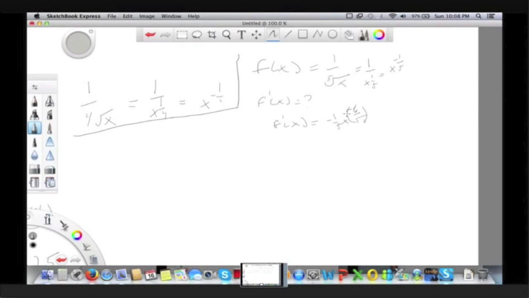Sorry, that's a little sloppy there, but yes, I have f prime of x equals negative 1/5 x to the negative 6/5. Good, so that's right. You have to be careful. You're doing negative 1/5 minus 1, and negative 1/5 minus 1 is negative 6/5. Good. So that came out correctly. It looks like you were careful with that and you did that correctly.